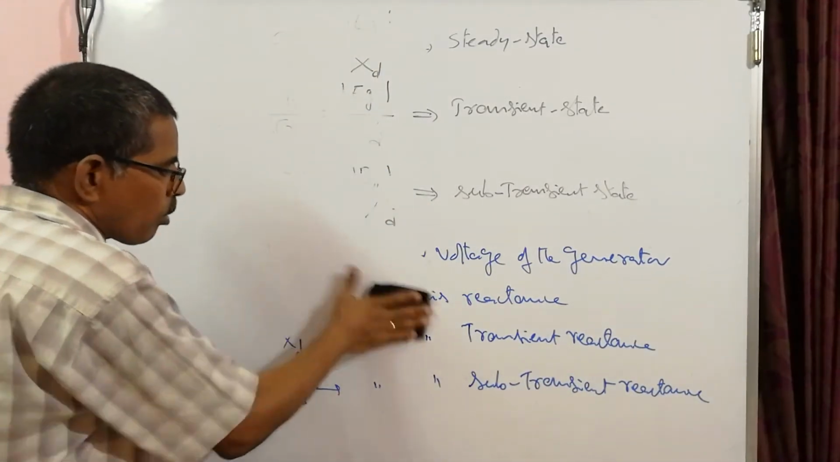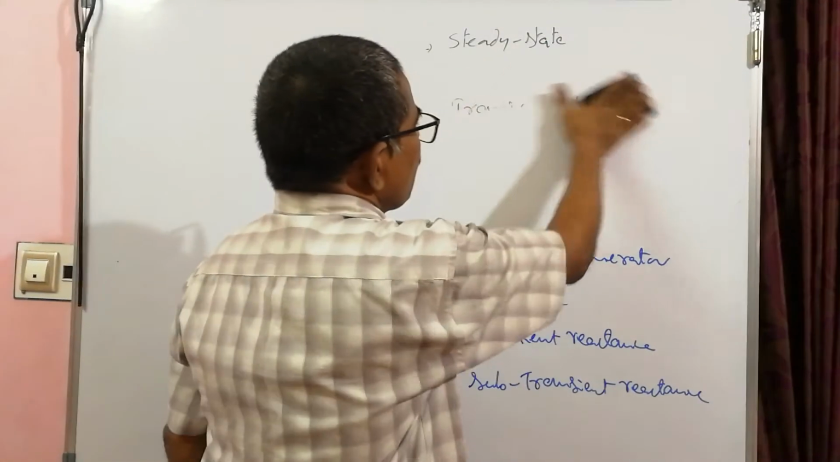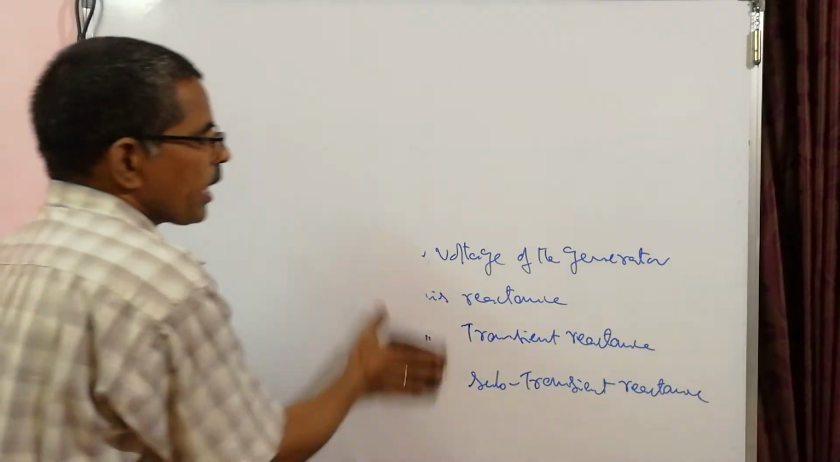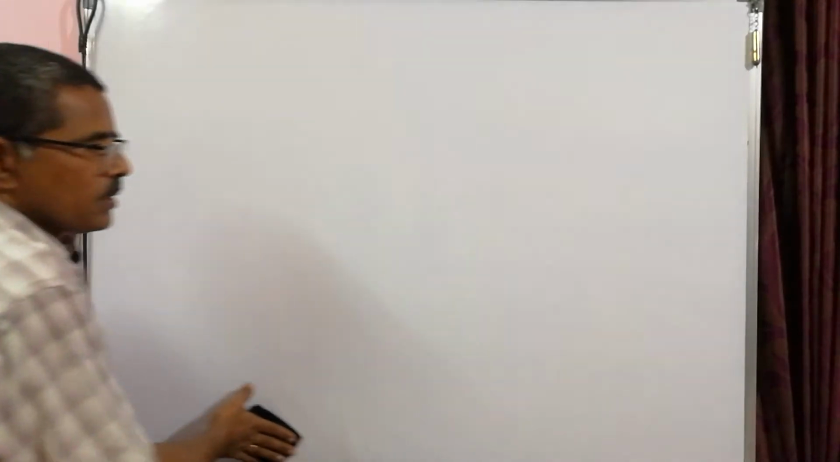Now let us go with the problems, because this is a very important topic which you should know: the behavior of the short circuit and how the machine offers different reactances for the three important regions. So let us go with a problem. In this class we solve two problems.